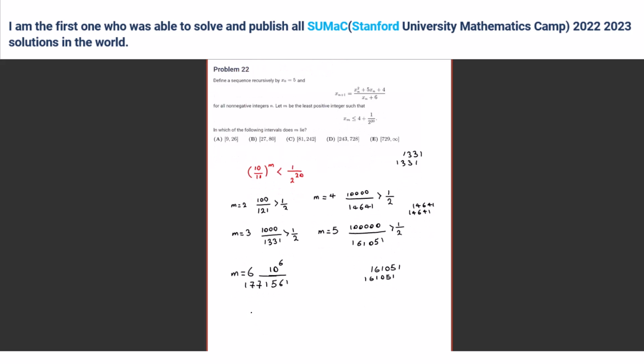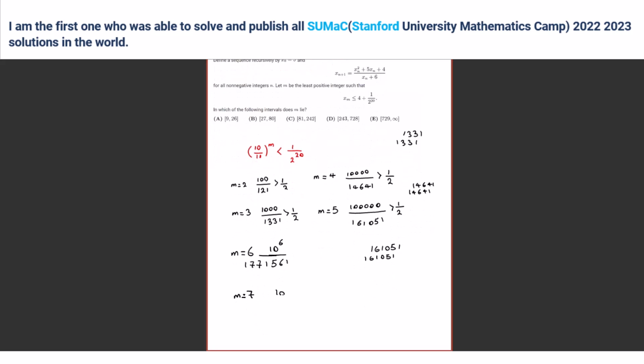Let's keep checking m=7, 10 to the 7 over, we should write this twice. 1771561. So it will be 17, 1, 6, 7, 8, 14, 8, 9, 1. Now it is around 1/2, right? Yes, it's a little more than 1/2, still greater than 1/2, but near 1/2.